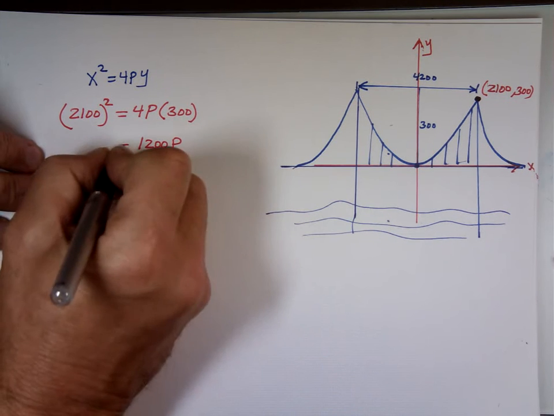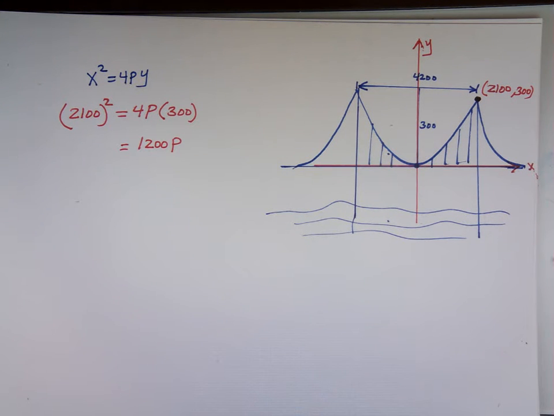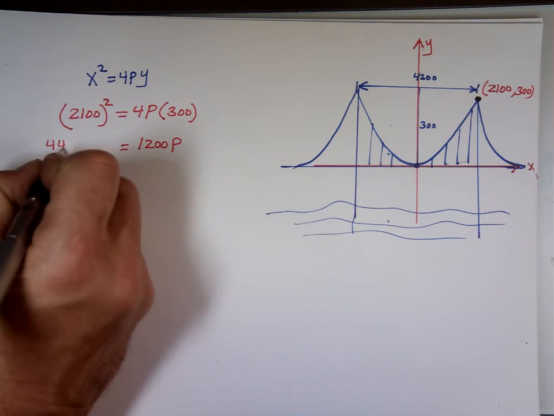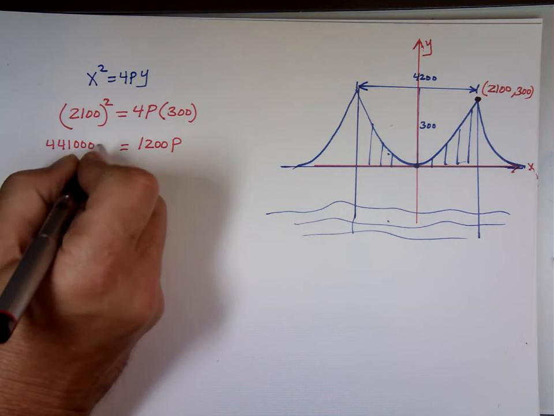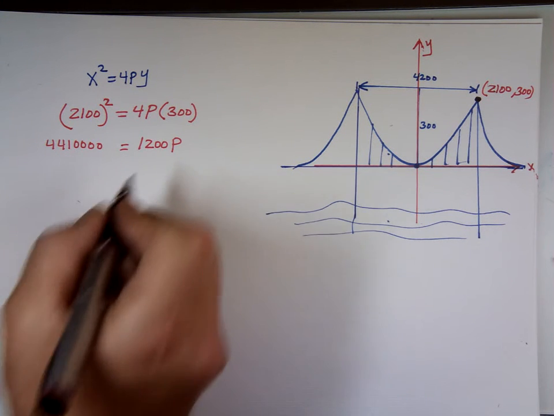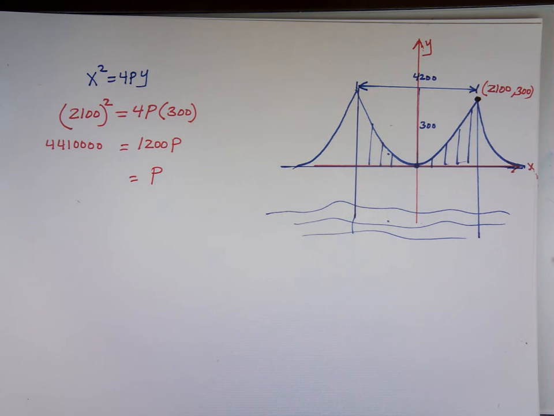Where's my calculator here? I wasn't planning on using calculators today, I guess. Oh, yeah. What's 2100 squared? 4,410,000. Yep. 4410000, 4 zeros. So you divide by 1200. What's p equal to? 3675.